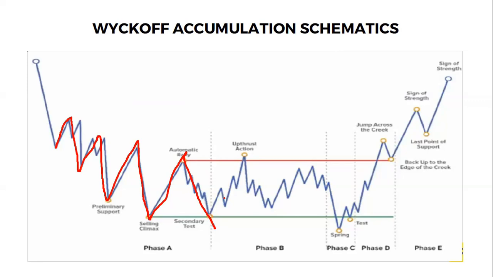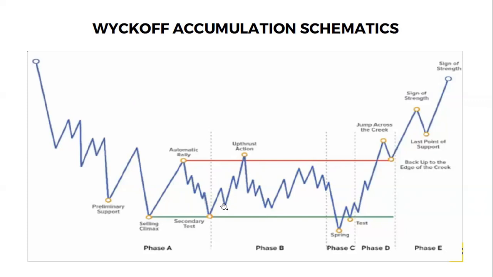But right here, if it hasn't been broken, it means that from this particular level, once the test has been completed, once there is no supply present in the market, what happens? Demand enters the market. Who's creating demand right here? Buyers are creating the demand right here. So obviously, once the secondary test has been completed, market goes up for an upthrust action phase.